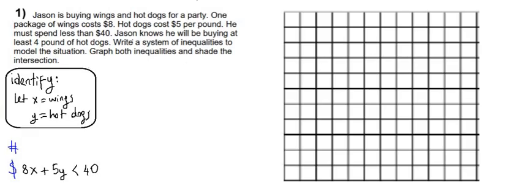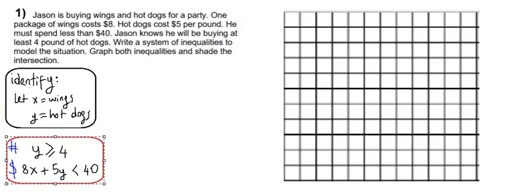And another constraint here is Jason knows he'll be buying at least 4 pounds of hot dogs. Hot dogs are represented by y variable, and at least means greater than or equal to. If I say I have at least $100, that means I can have $100 or above $100. So that 4 pounds is inclusive or above. Now we have two inequalities that we can graph.